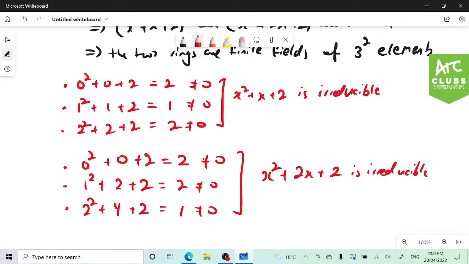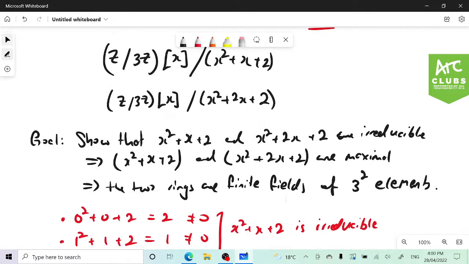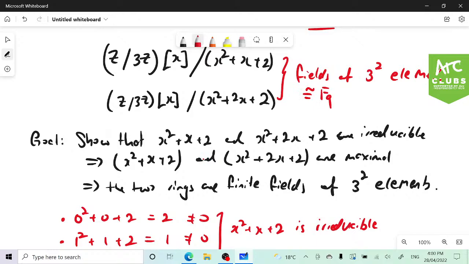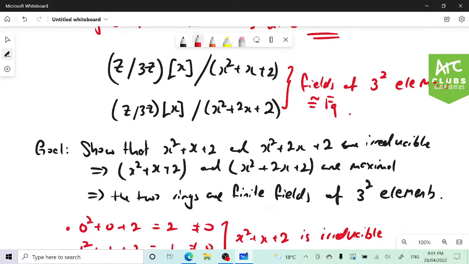So once you show that these two are irreducible, then these two are fields of 3 squared elements. And it turns out that these two have to be isomorphic to F9. So we have that this is isomorphic to F9, this is also isomorphic to F9, so they have to be isomorphic to each other as well. And there we go. So all you needed to show is that these two things are irreducible over this field here.